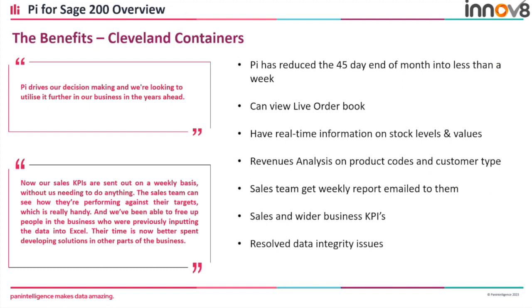So again, looking at the benefits, you can see decision making has come from PanIntelligence, sales KPIs from PanIntelligence as well. Reducing the month end, a real time view of the order book and stock levels, which was a big challenge. But whilst that was getting the business straight, this was all challenges they had day to day, which meant they couldn't do all the nice to haves. Because they sorted the day to day, they could then start to look at the nice to haves.